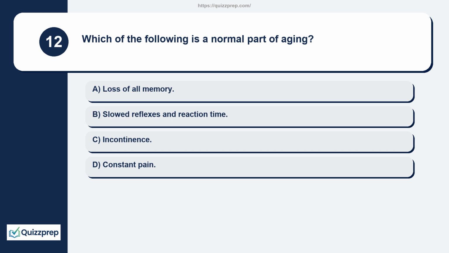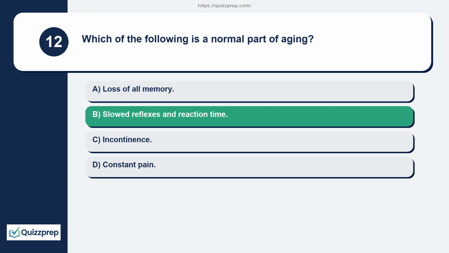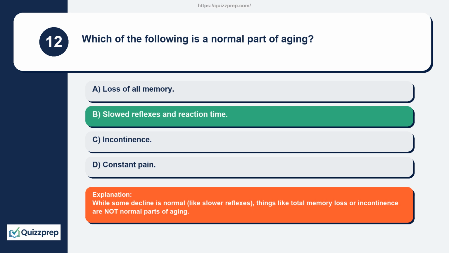Question 12. Which of the following is a normal part of aging? Loss of all memory, slowed reflexes and reaction time, incontinence, constant pain. While some decline is normal, like slower reflexes, things like total memory loss or incontinence are not normal parts of aging.